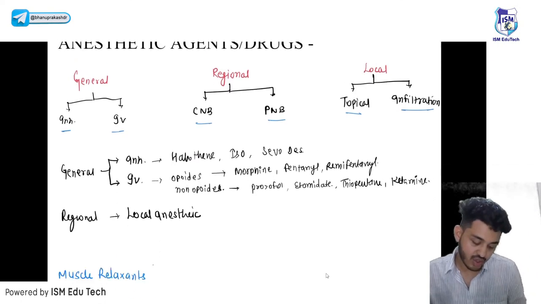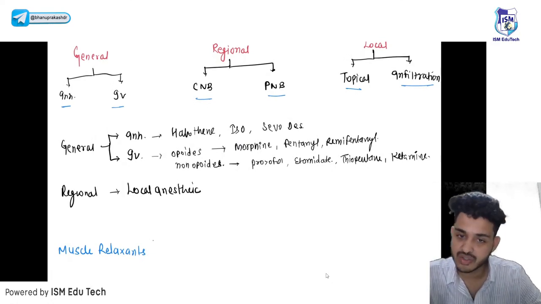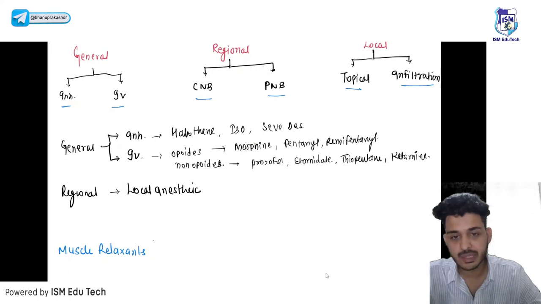This is your general anesthesia. In general anesthesia, we will be studying halothane, iso, sevo, des. In opioids, we will be studying morphine, fentanyl, remifentanil. In non-opioids, we will be studying propofol, etomidate, thiopentone, and ketamine.